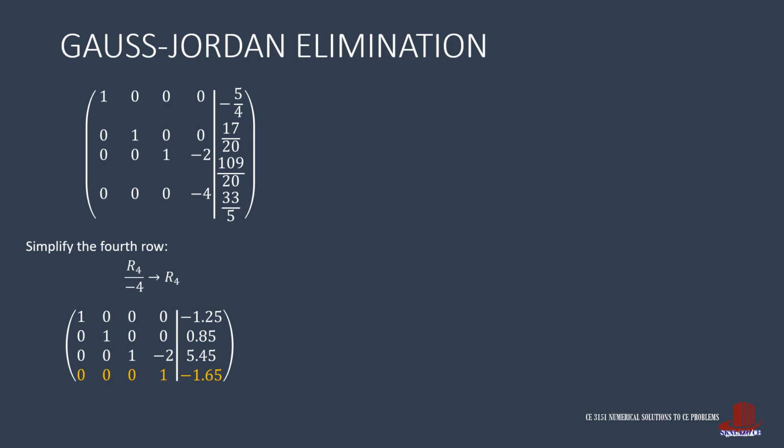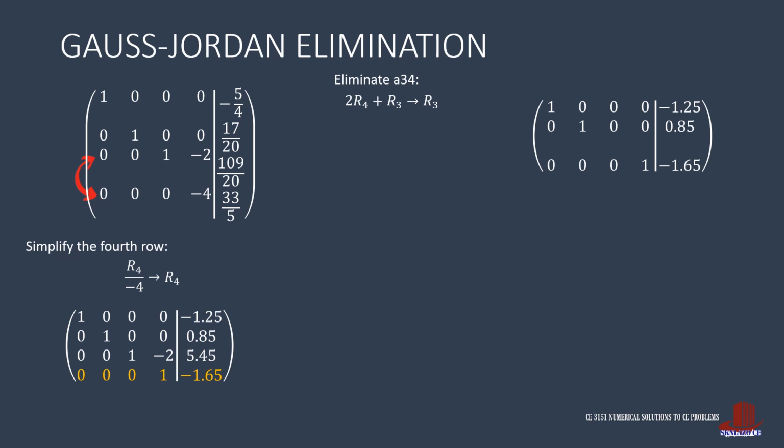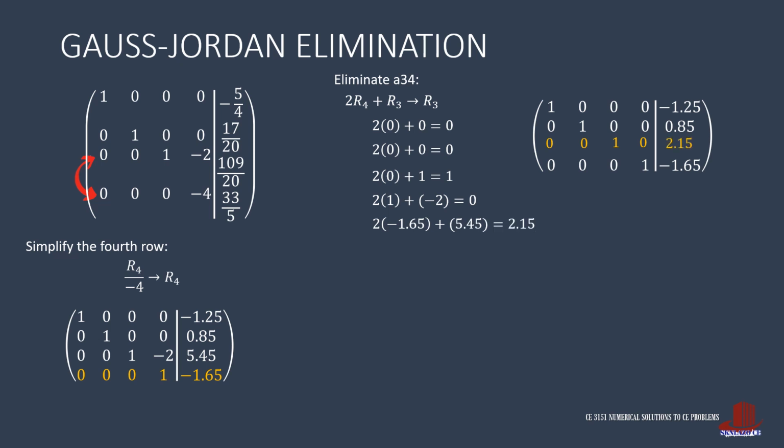So we zero out element 3, 4 through twice of row 4 plus the third row to have the new third row. First element is twice of 0 plus 0, giving 0. The second is the same 0. The third is twice of 0 plus 1, which is equal to 1. Then there is twice of 1 plus negative 2, giving out 0 again. The last element is from twice of negative 1.65 plus 5.45, resulting to 2.15.